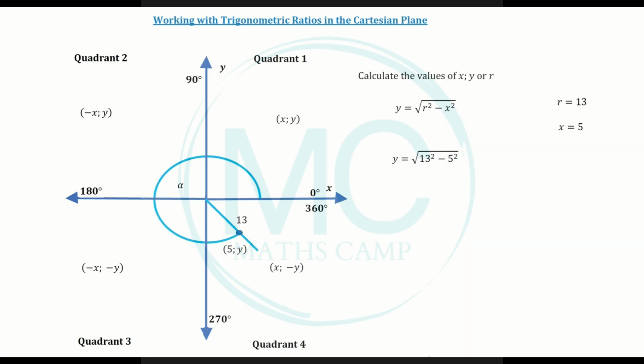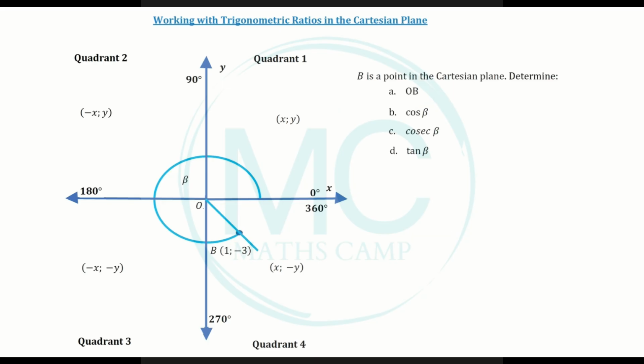But again, a root can be positive or negative, which means y can be positive or negative 12. So let's look at our quadrant. The point lies in quadrant 4, and in this quadrant, y is always negative. So in this case, y will be equal to negative 12.